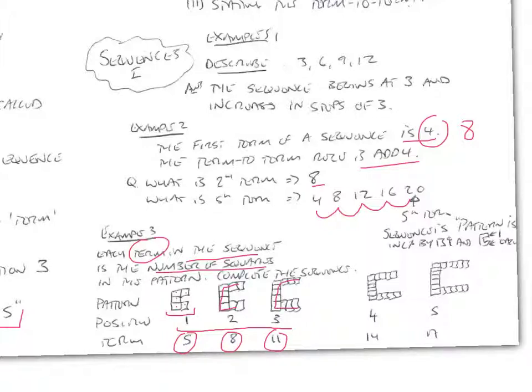Okay, and we're asked in the question to complete the sequence, so to draw the pattern for positions 4 and 5. How do we go about solving this? The way to solve this problem is to look at the term-to-term rule. We can see that 5 to 8 and 8 to 11 must be add 3. So we're adding 3 blocks each term.